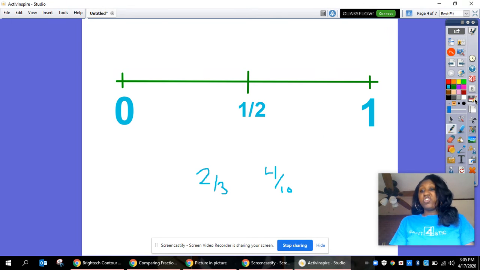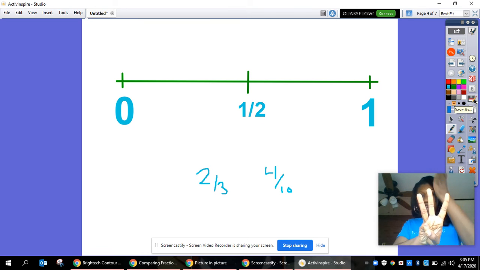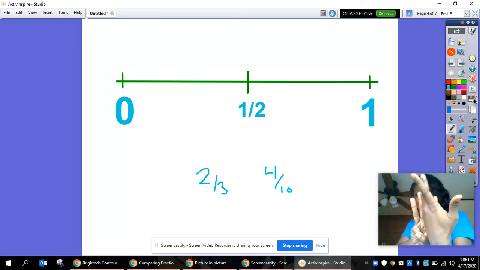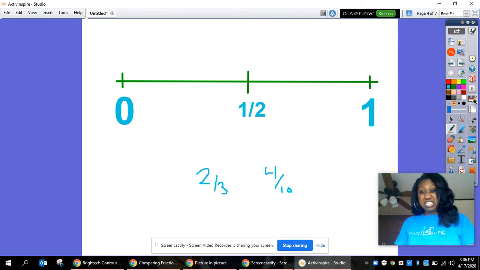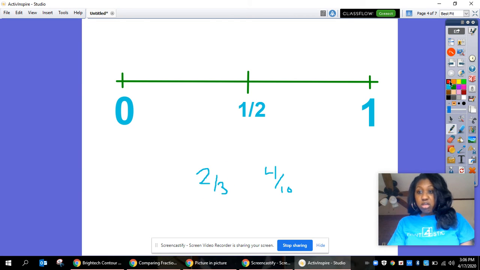Now, I'm going to start with 3. I've got to figure out what's half of 3, okay? So if I held up 3 fingers and chopped it down the middle right there, I would end up with 1 finger on each side and then half of a finger on each side. 1.5 is half of 3. So I'm looking and I see that 2 is more than 1.5. So that means that 2/3 is going to be bigger than 1/2. 2/3 is more than 1/2.